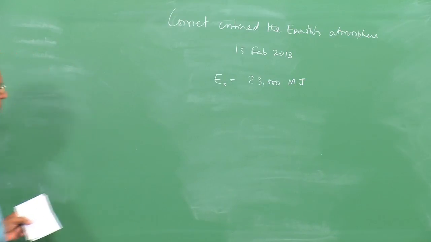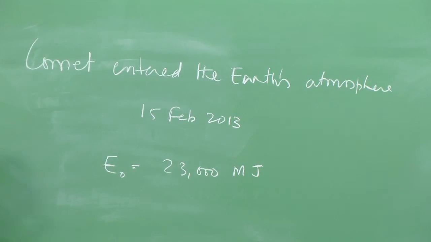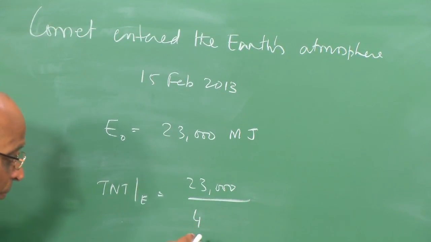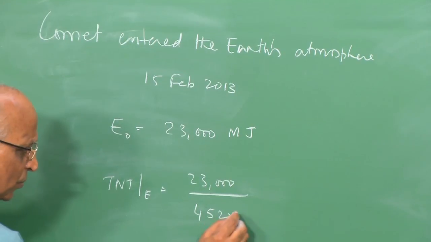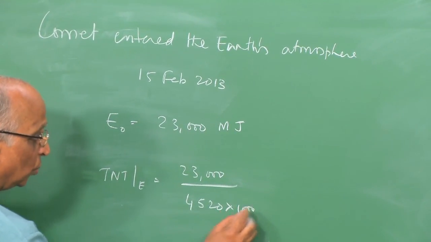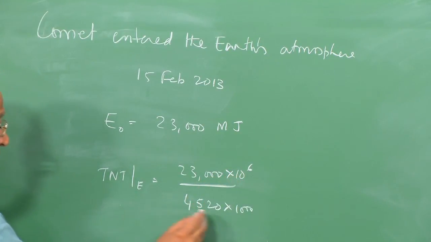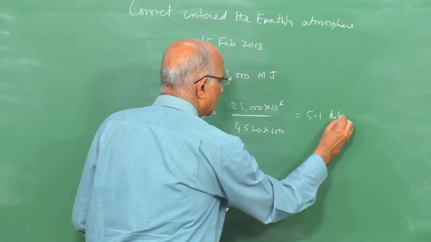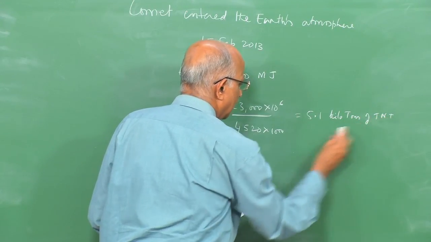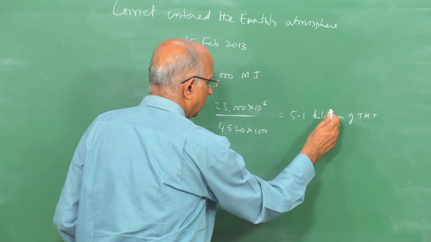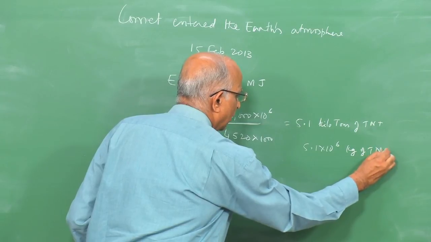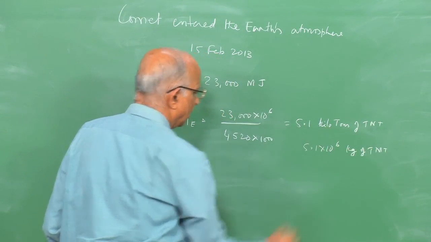megajoules. Therefore, instead of saying 23,000 megajoules is the energy associated, the mass of TNT which has the same energy as this particular explosion comes out to be 23,000 divided by, per unit mass of TNT, the energy released, 4520 kilojoules per kilogram into 1000 joules, this is into 10 to the power 6. This is the TNT equivalence, and this comes out to be equal to 5.1 kilotons of TNT. That is 5.1 into 10 to the power 3 kilograms, that is 5.1 into 10 to the power 6 kilograms of TNT, or it is equal to 5.1 kilotons of TNT over here.